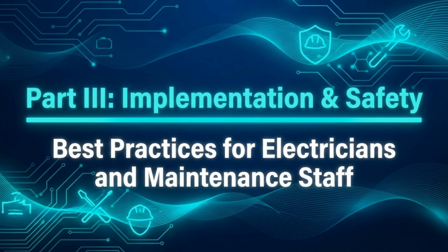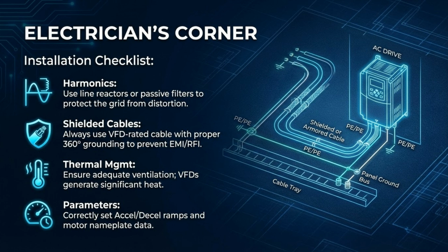Part 3 focuses on implementation and safety, covering best practices for electricians and maintenance staff. For safe installation, use line reactors to mitigate harmonics and shielded cables for proper grounding. Ensure adequate thermal management and correctly set all operating parameters based on motor specifications.